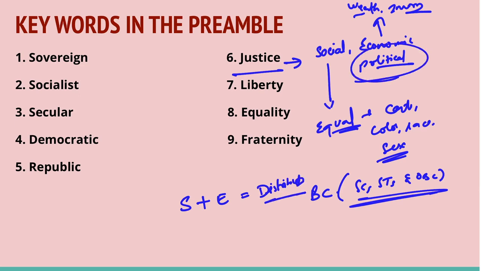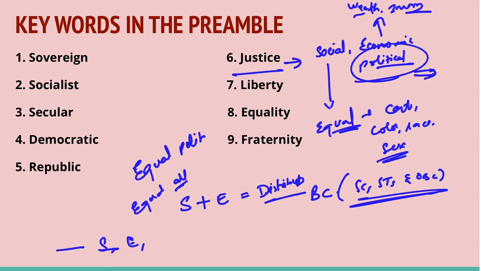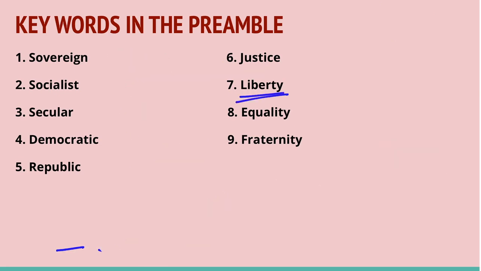And next, finally, is political justice. It implies that all the citizens should have equal political rights and equal access to all the political offices and equal voice in the government. The ideal of justice, social, economic and political, has been taken from the Russian Revolution in the year 1917.